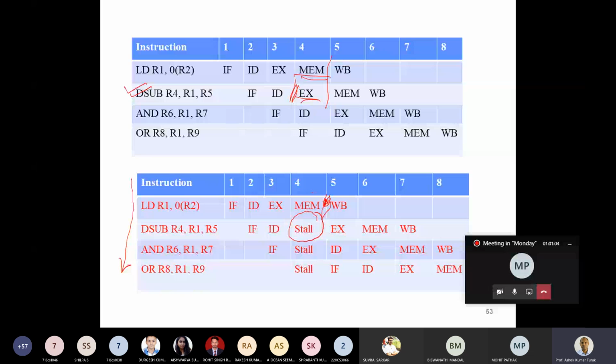Once the instruction is stalled, all the subsequent instructions are also stalled for 1 cycle. An instruction which was in the instruction fetch stage will remain stalled in the instruction fetch stage. It will not go to the execution stage. And the OR instruction, which was supposed to be fetched in clock cycle 4, will not be fetched. So all the subsequent instructions are stalled, and this stall is for 1 clock cycle.